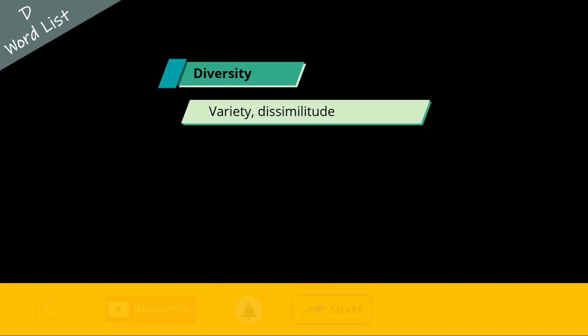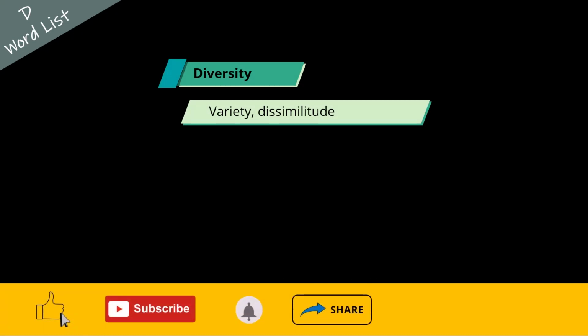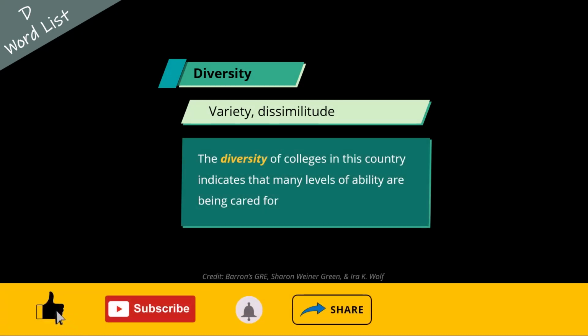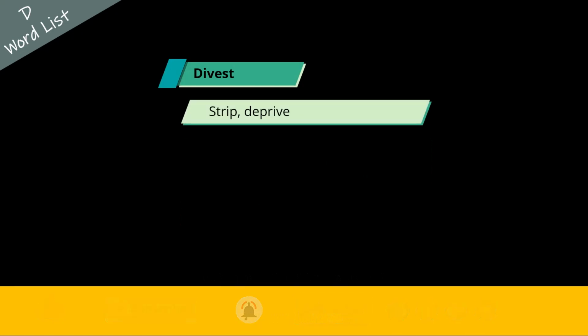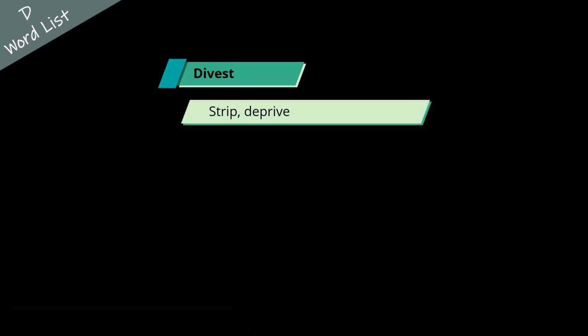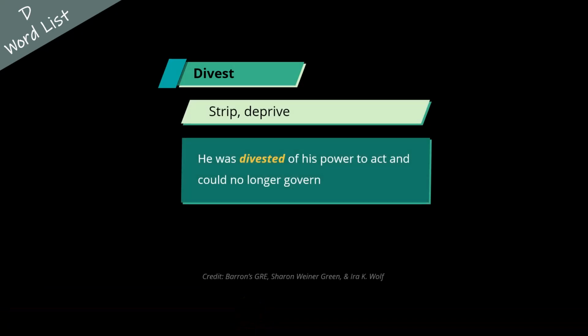Diversity means variety, dissimilitude. For example, the diversity of colleges in this country indicates that many levels of ability are being cared for. Divest means strip, deprive. For example, he was divested of his power to act and could no longer govern.